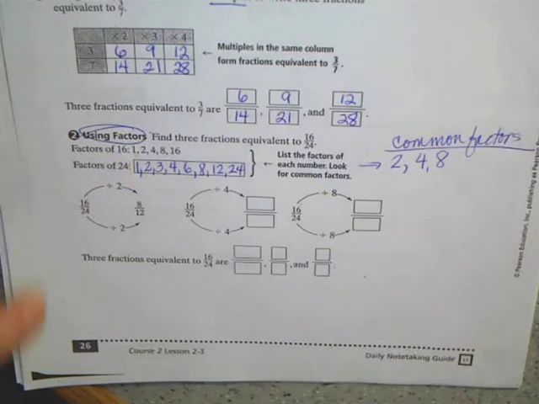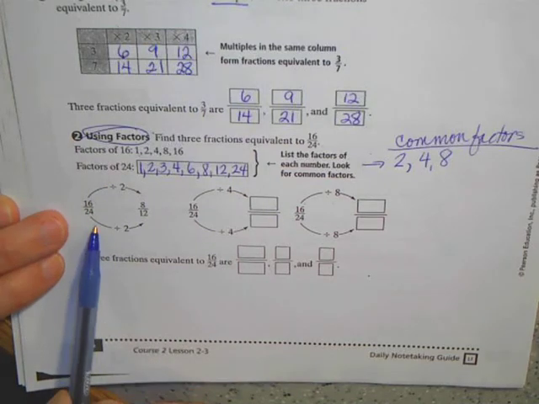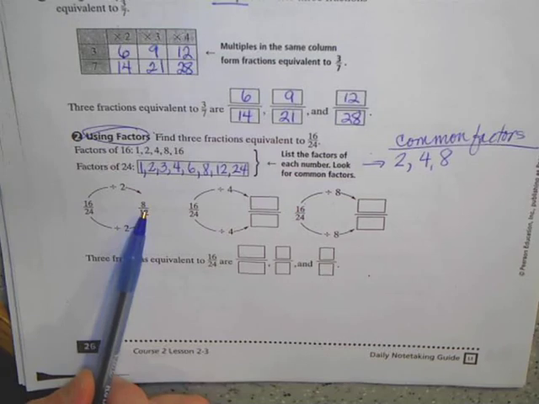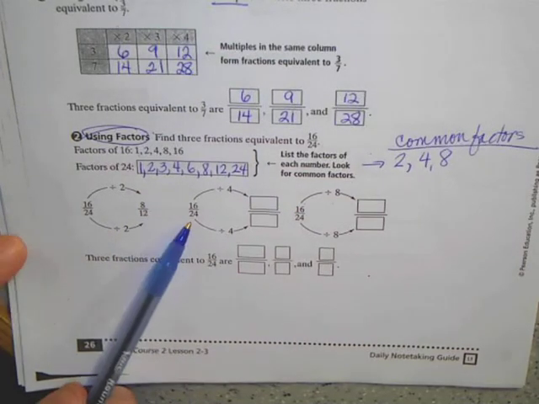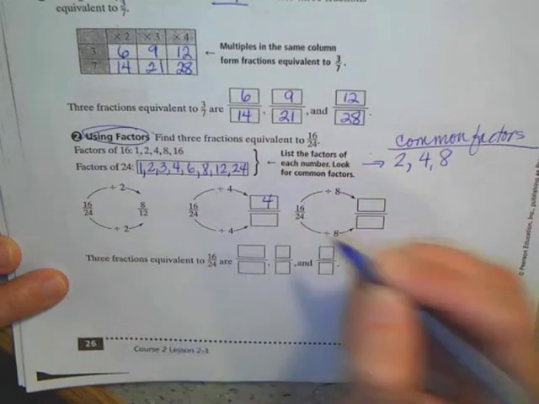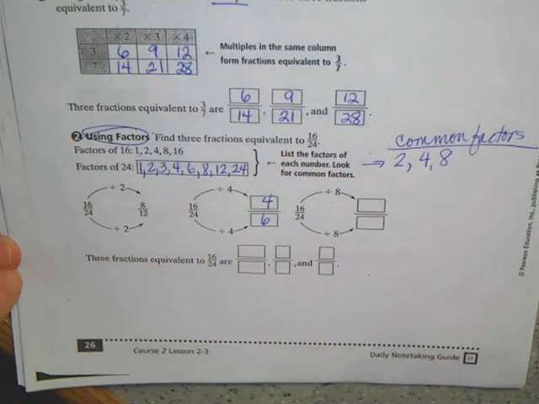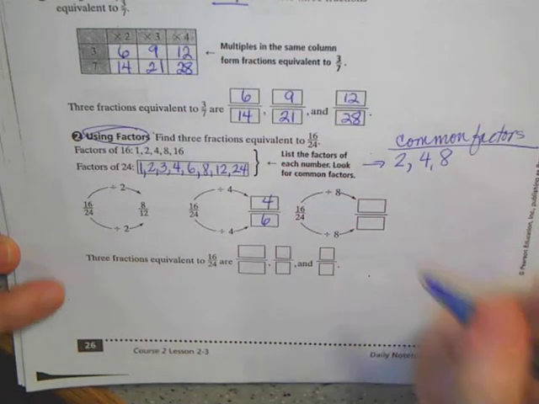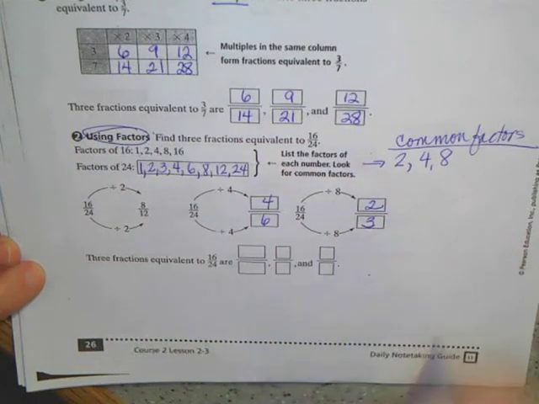Okay, so I'm going to use those to help me here. If I divide both the numerator and the denominator by 2, I get 16 divided by 2 is 8, and 24 divided by 2 is 12. I go back to the original fraction. 16 divided by 4 is 4. 24 divided by 4 is 6. And 8: 16 divided by 8 is 2. 24 divided by 8 is 3.